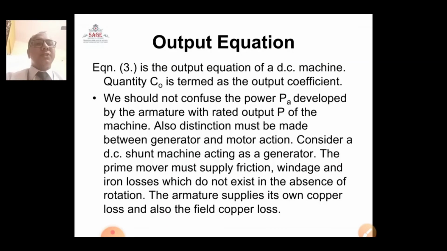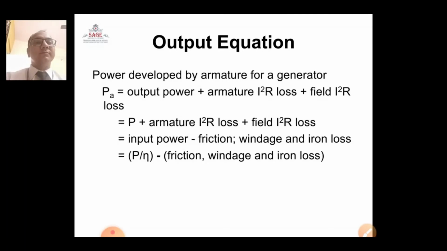The equation 3 that we saw in the DC machine, we know that it is termed as output coefficient, but we should not confuse the power PA developed by the armature with the rated power of the machine. Also, distinction must be made between generator and motor action. Consider a DC shunt machine acting as a generator. The prime mover must supply friction, windage, and iron losses, which do not exist in the absence of rotation. The armature supplies its own copper loss and also the field copper loss. So the power developed by the armature for a generator is equal to output power plus the power being supplied to the armature and lost as I square R, and also the generator is providing power to the field winding. So the total power generated by a DC generator is output plus the armature losses plus field losses.